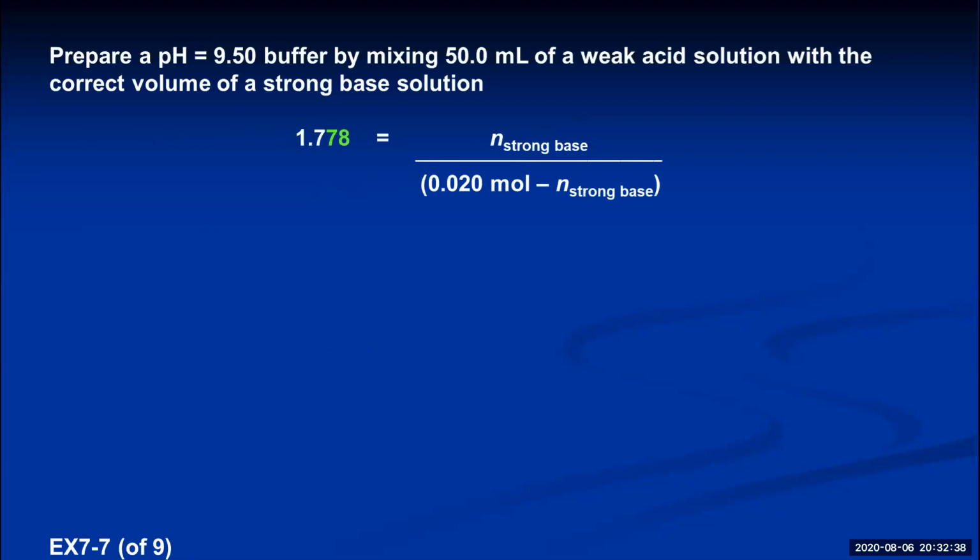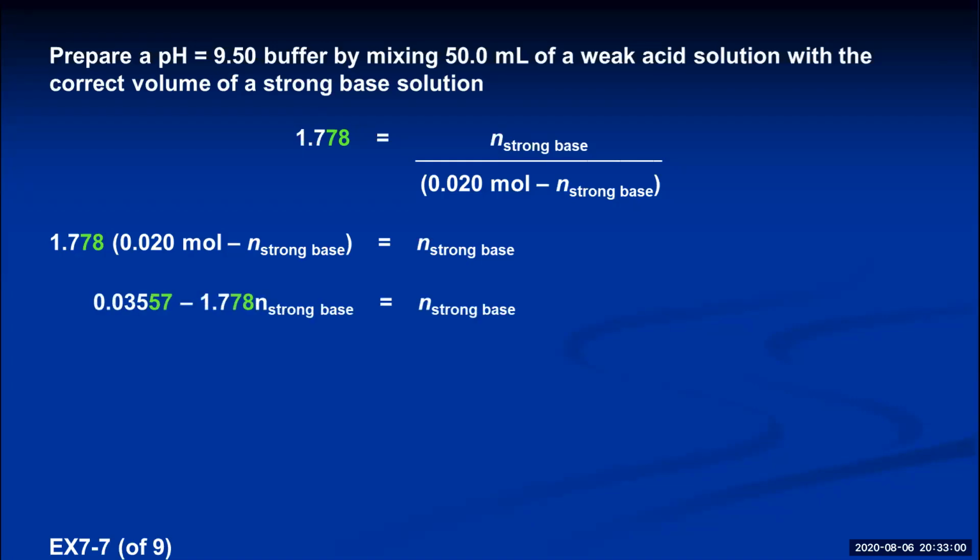I'm going to now multiply both sides of the equation by my denominator, which is 0.020 moles minus n. And if I do that, they'll cancel out on the right side, and the 0.020 moles minus n will now appear on the left side. I'll now do the distributive property, 1.778 multiplied by 0.020, and 1.778 multiplied by negative n, and that's going to equal n moles of strong base.